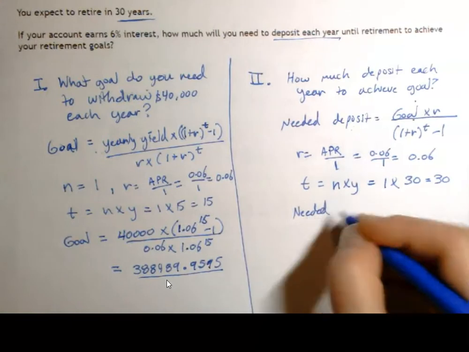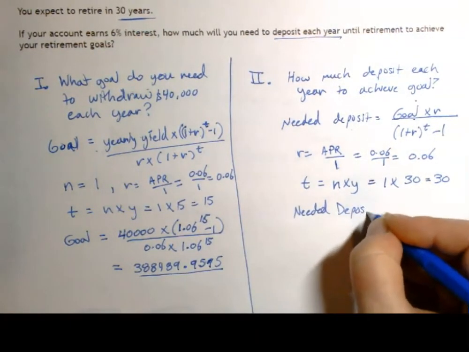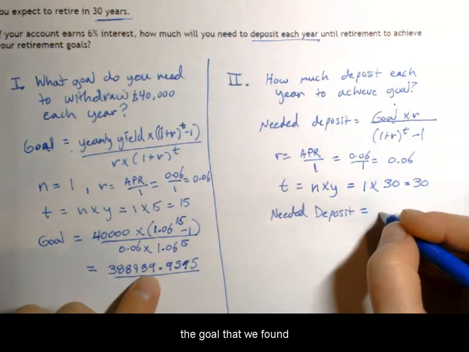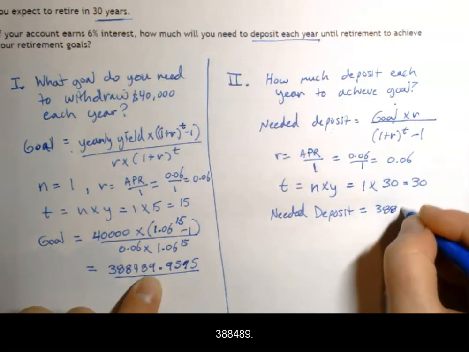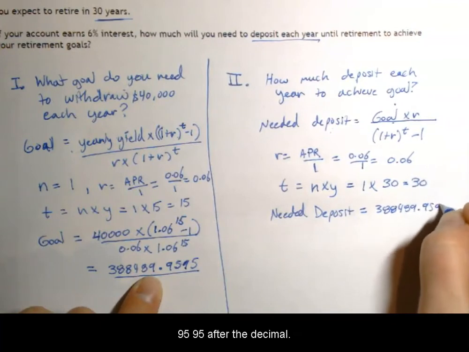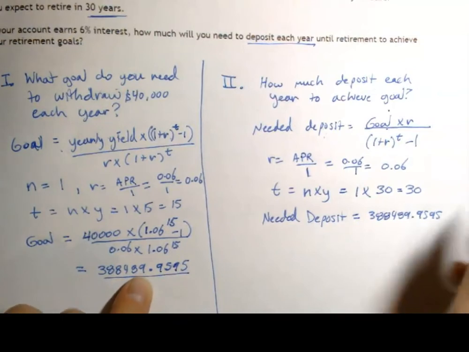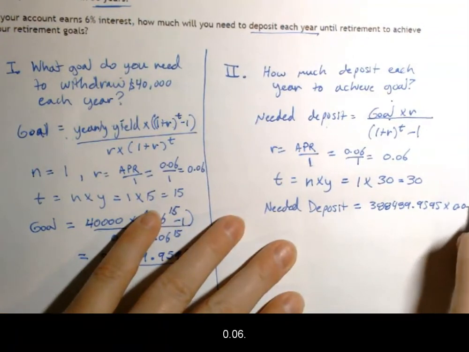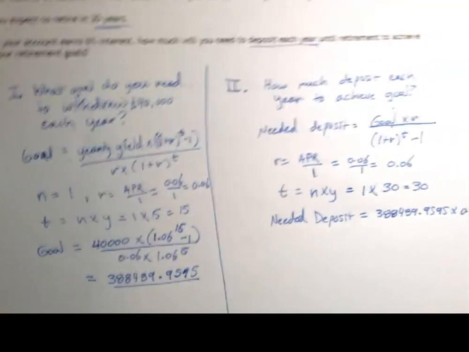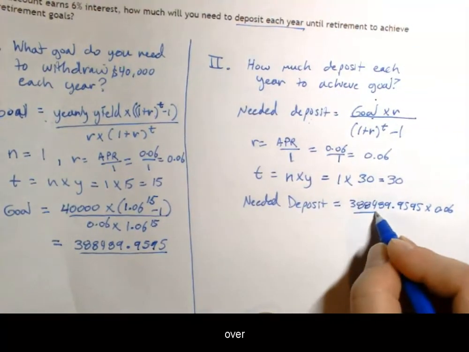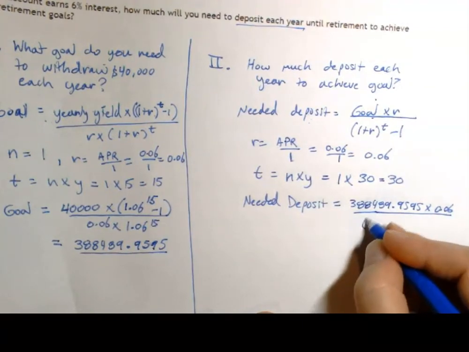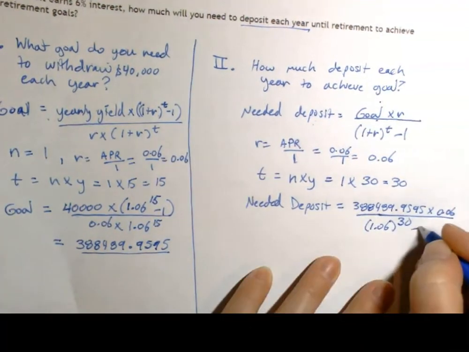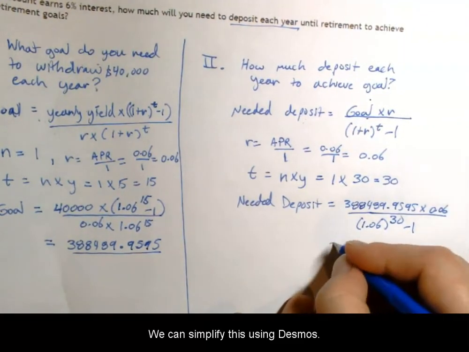So our needed deposit equals the goal that we found, 388,489.95 after the decimal, times R, which is 0.06, over 1.06 as 1 plus R, and 30 for T, minus 1. We can simplify this using Desmos.